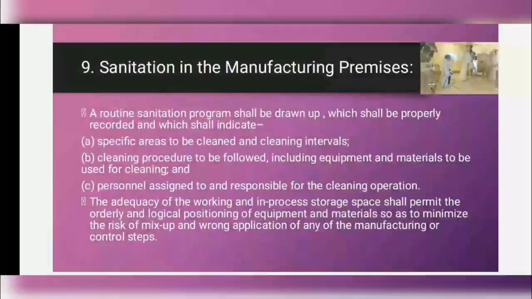A routine sanitation program must be drawn up and properly recorded. What does this routine sanitation program indicate? It indicates specific areas to be cleaned and cleaning intervals. These things must be in writing: what specific areas we have to clean, what the cleaning interval is, the cleaning procedure to be followed, including equipment and materials to be used for cleaning, and it should also include the name of the person responsible for the cleaning operation.